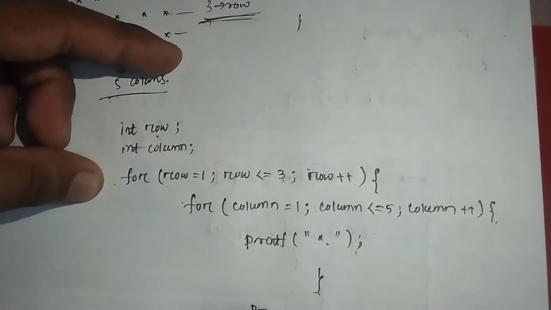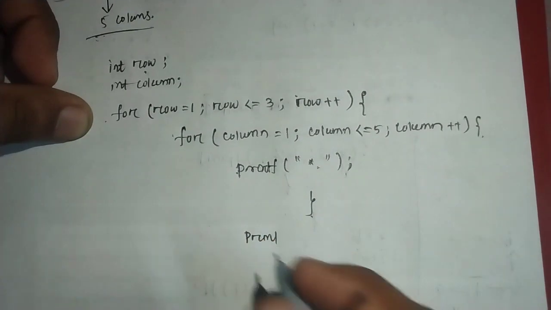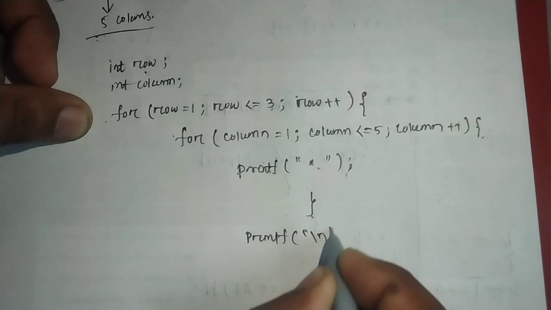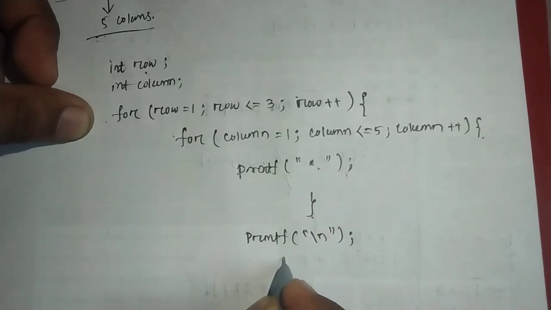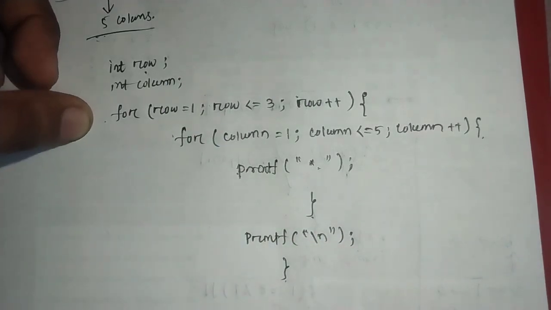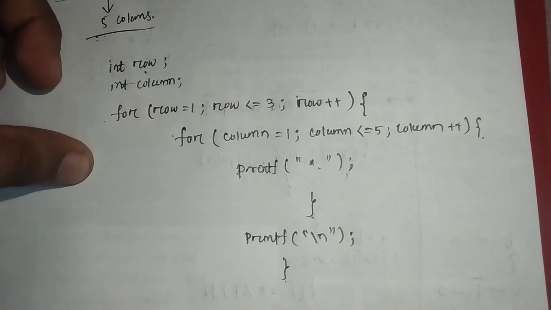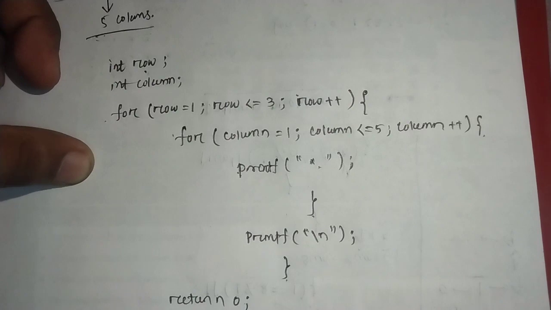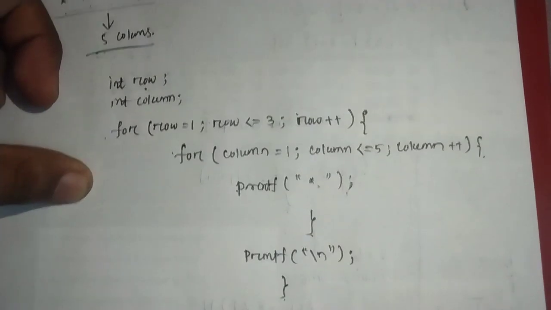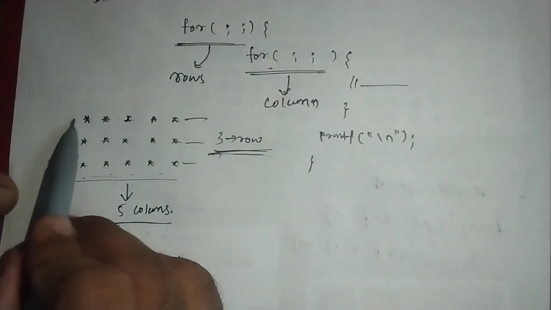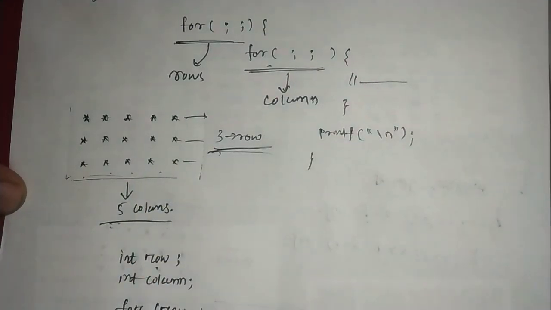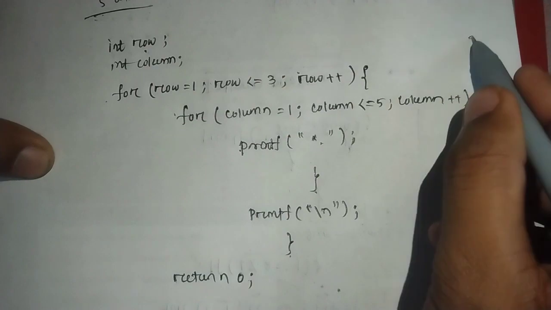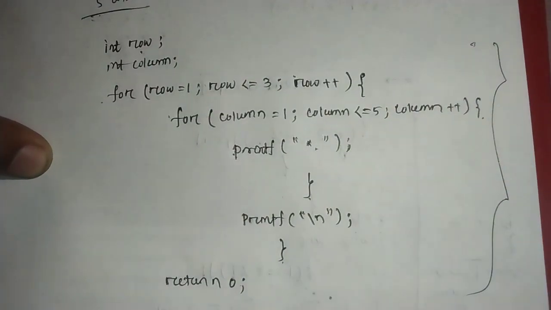For the next line use printf("\n"), then end this parenthesis. After that return 0. It will print this structure. So let's do it on the code editor. I will write this code only and it will give the output.